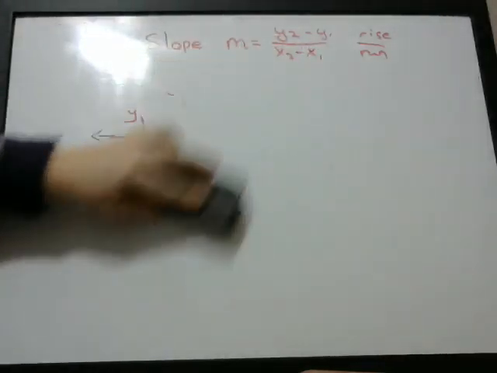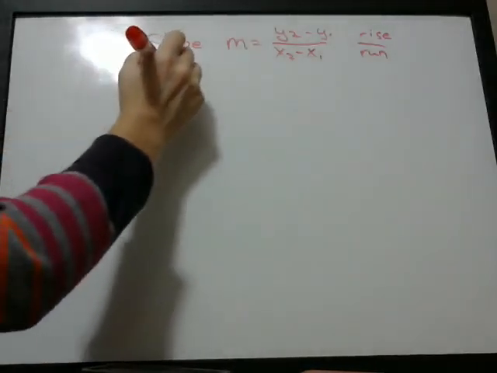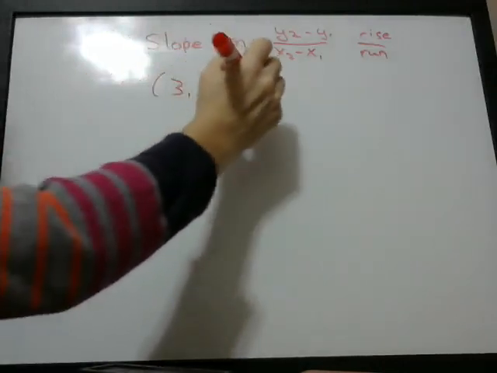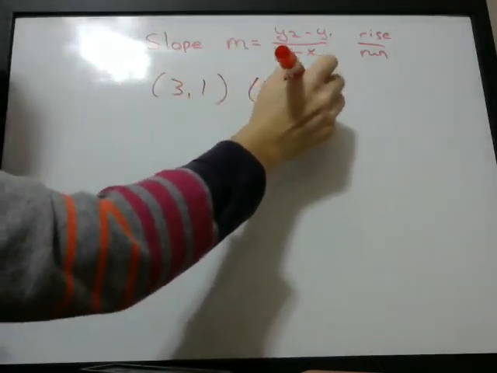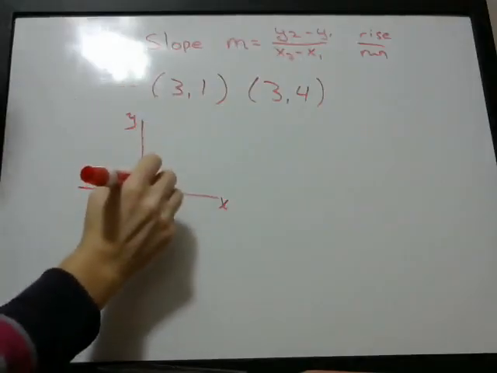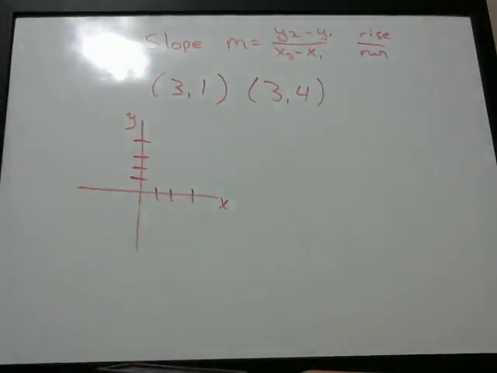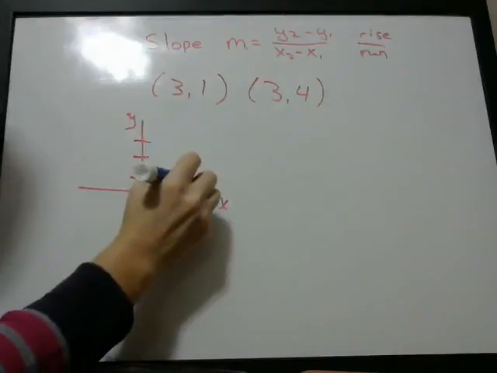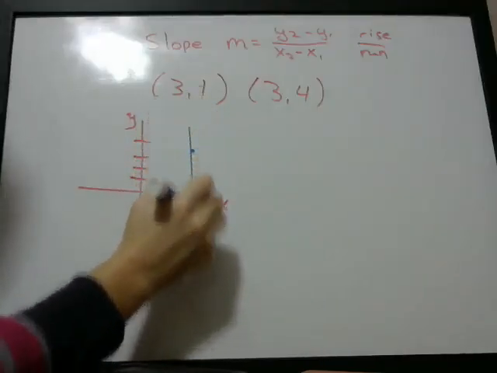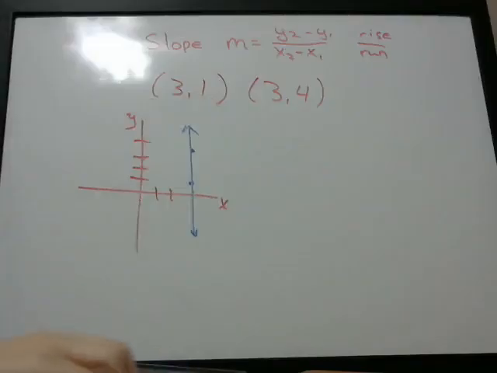Now when we have a vertical line, remember we said that it was undefined. So let's say we have 3, 1 and 3, 4. One, 2, 3, 1, 2, 3, 4. So we draw the first point over 3, up 1. Second point over 3, up 4. So we connect the two, and the line is perfectly vertical.